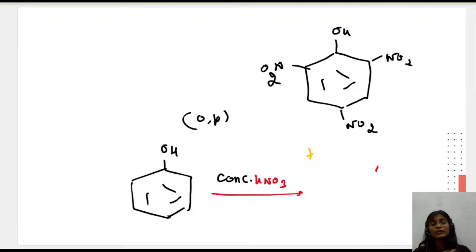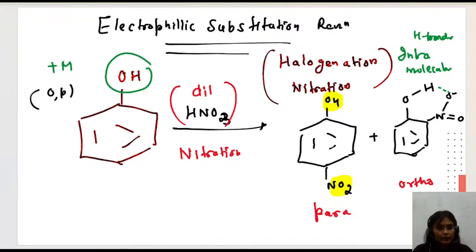Why, when we use concentrated HNO3, do we end up with picric acid? I hope the question, or the concept, is clear for everyone. This is the simple logic. In this case, if we use dilute HNO3, we get ortho and para products, and which one is the major one?